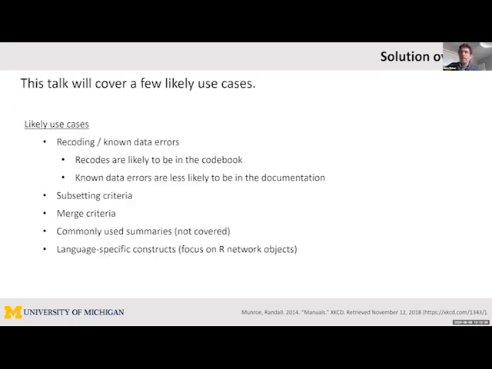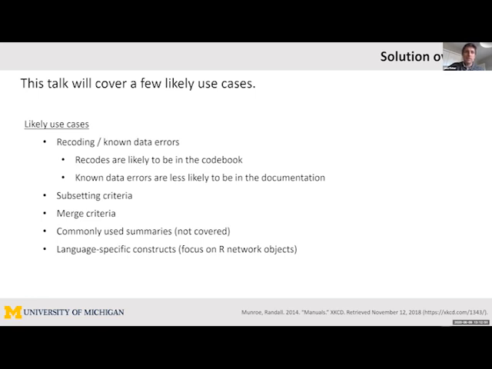And so for the remainder of this talk, I'm going to go over what I saw as a few likely use cases and some examples of these functions. The notion is that these should not necessarily be complicated. It's just a way of encoding all of our tacit knowledge in an immediate, easy to use format. And so that was what I was hoping to do. So the main use cases I was going to go over are things like recoding and likely known data errors.